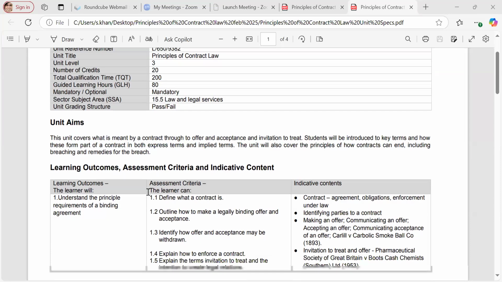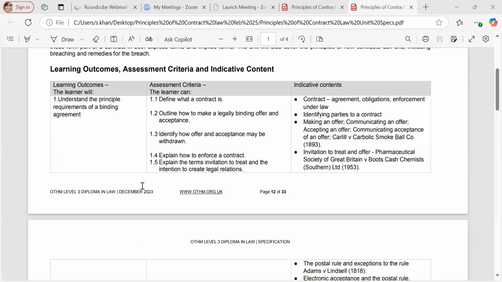So the 4 learning outcomes we're going to go through: the first one is to understand the principal requirements of a binding agreement. And that's what we'll be doing today. The assessment criteria for that: the learner can look at 1.1, which is define what a contract is. 1.2, outline how to make a legally binding offer and acceptance. 1.3, to identify how often acceptance may be withdrawn. 1.4, explain how to enforce a contract. And 1.5, explain the terms invitation to treat and the intention to create legal relations.